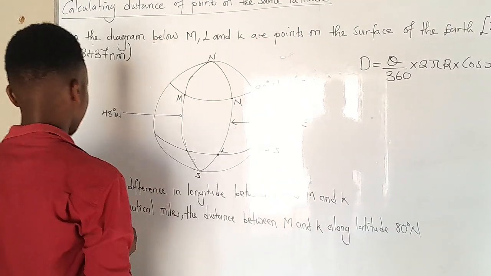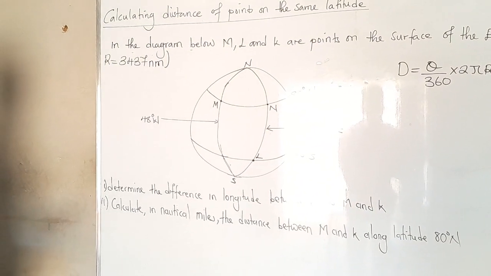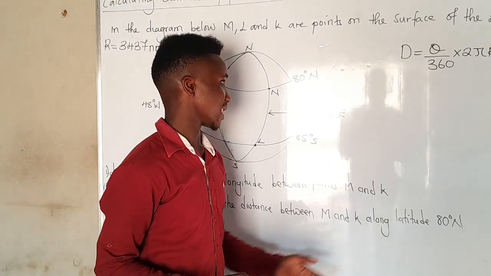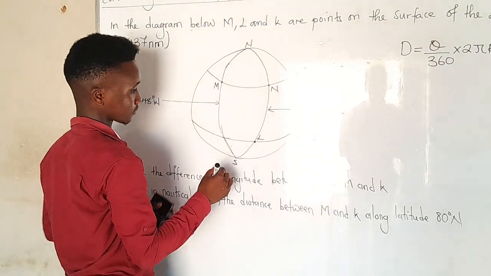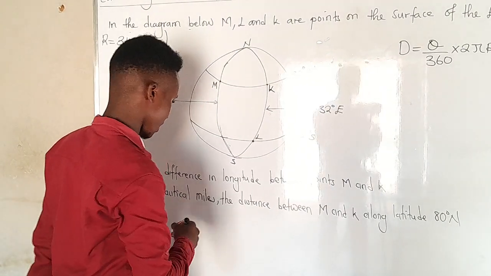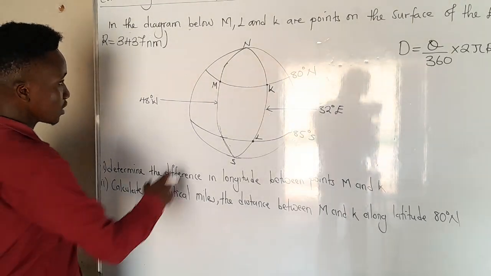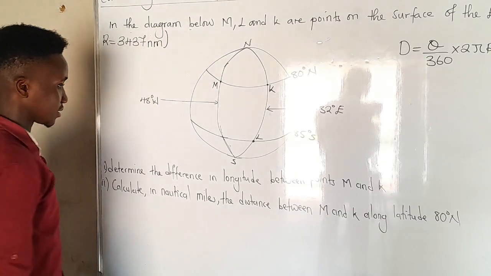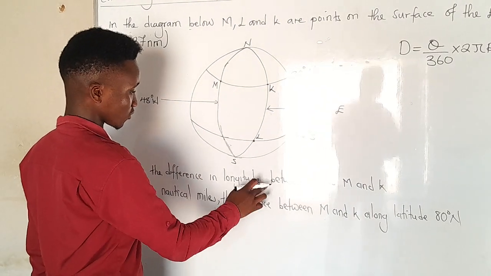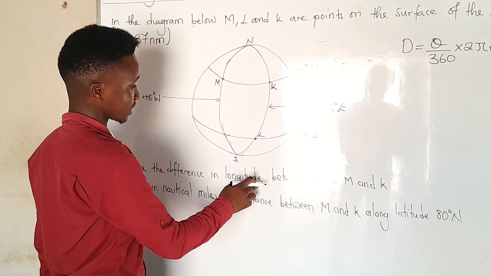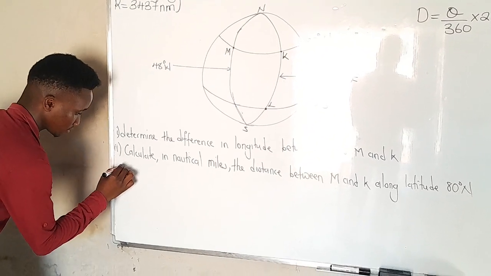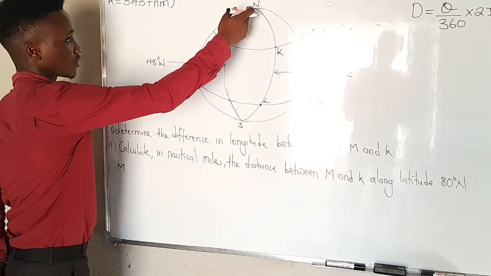Alright, so let's interpret the question there. They've said determine the difference in longitude between points M and K. I think I made a mistake. So between M and K, right? So we need to check M, on which longitude, because they want us to determine the difference in longitude. So we check on which longitude M is lying, so you write it there.